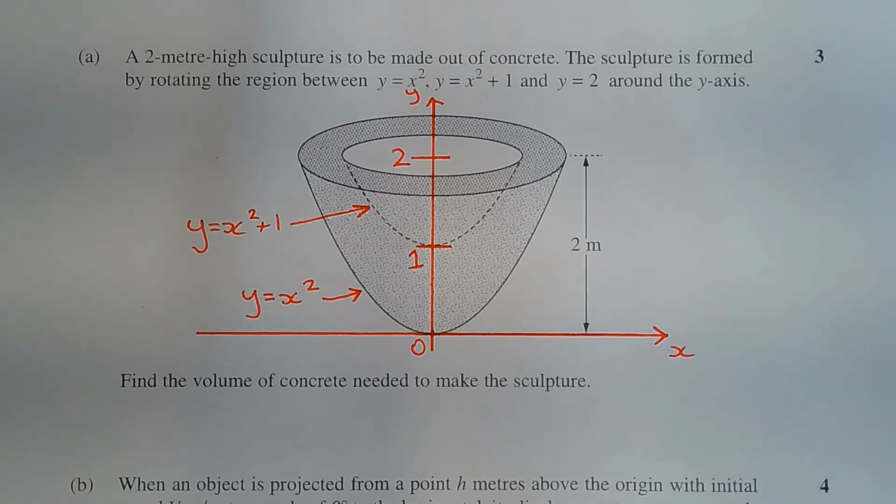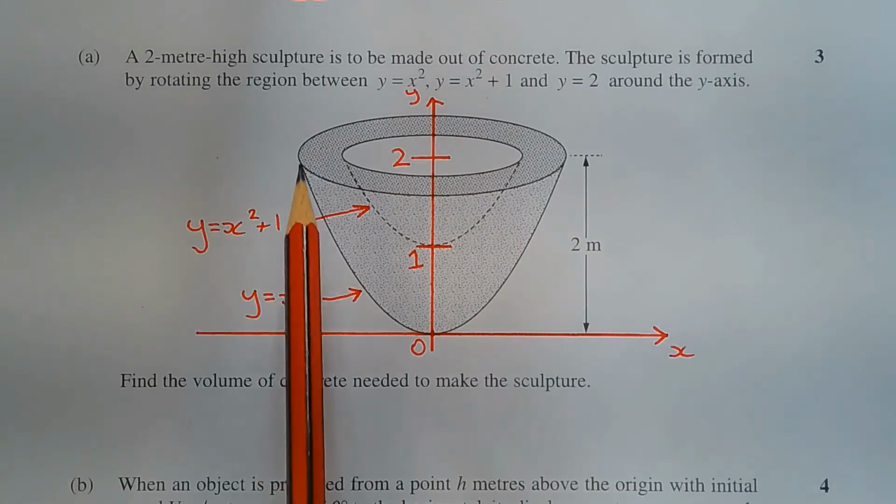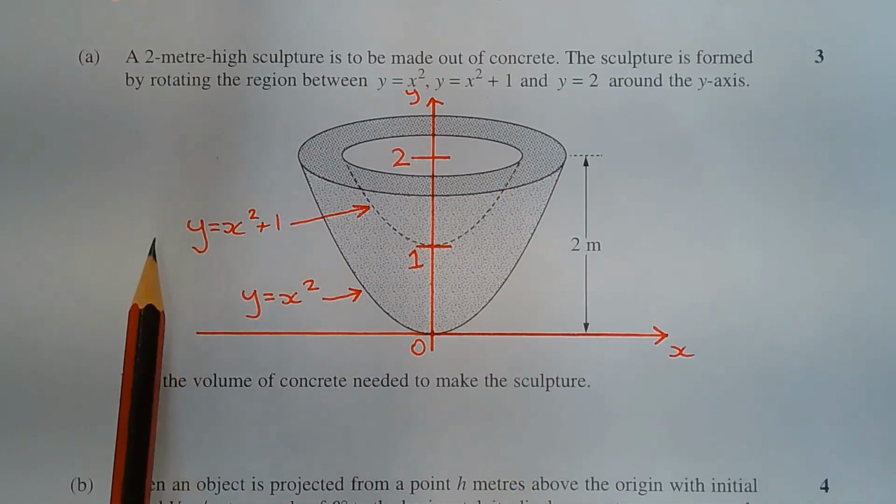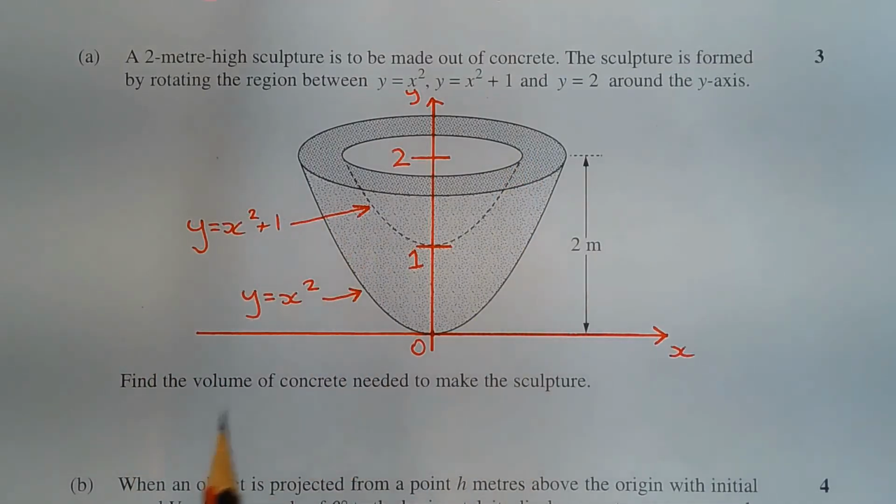The sculpture is a composite solid formed by rotating the curve y equals x squared about the y-axis from y equals 0 to y equals 2 and subtracting from that the volume formed by rotating the curve y equals x squared plus 1 about the y-axis from y equals 1 to y equals 2. And that's the hollow formed in the sculpture.